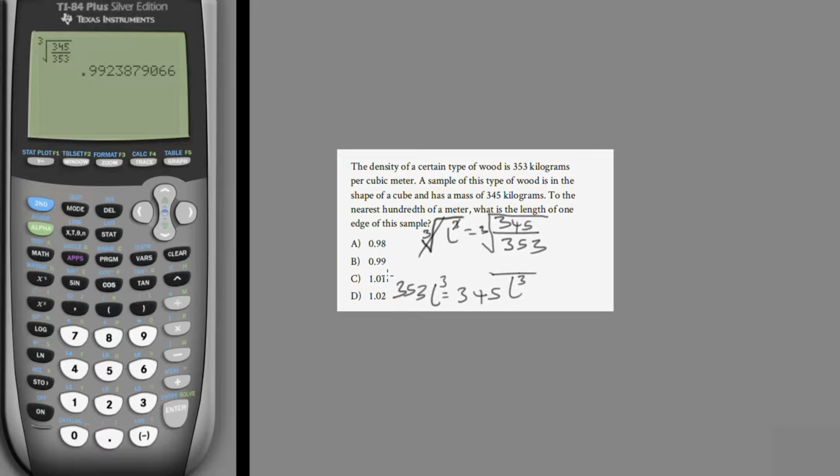So it's as simple as this. We were asked, to the nearest 100th of a meter, what's the length of one edge of this sample? So the right answer is option B, 0.99. Guys, it's as simple as this. They leave the answers in decimal places, so it's 0.99, option B.